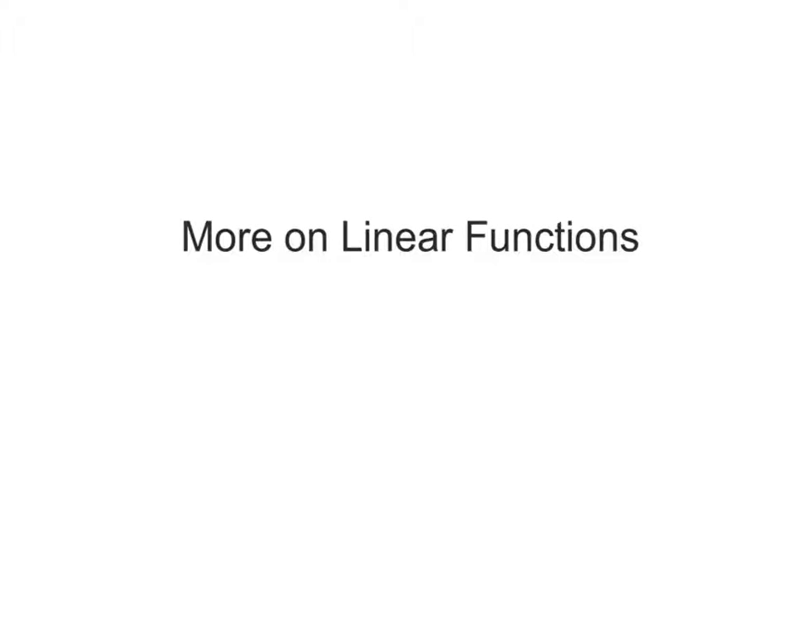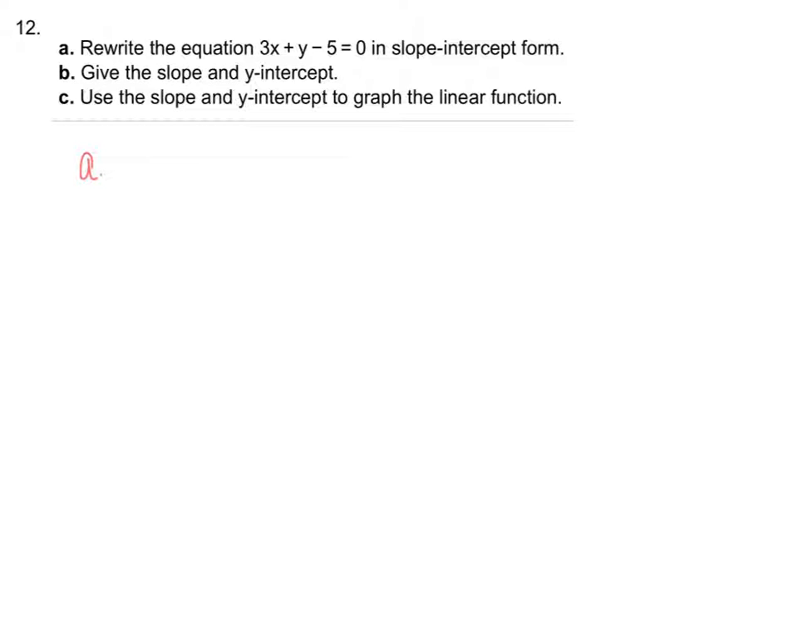More on linear functions. Part A. Rewrite the equation 3x plus y minus 5 equals 0 in slope-intercept form. Now remember, slope-intercept form is y equals mx plus b. So we're going to isolate the y. And here I have the equation 3x plus y minus 5 equals 0.